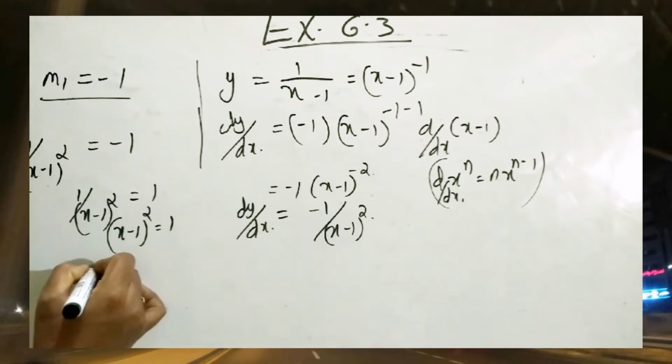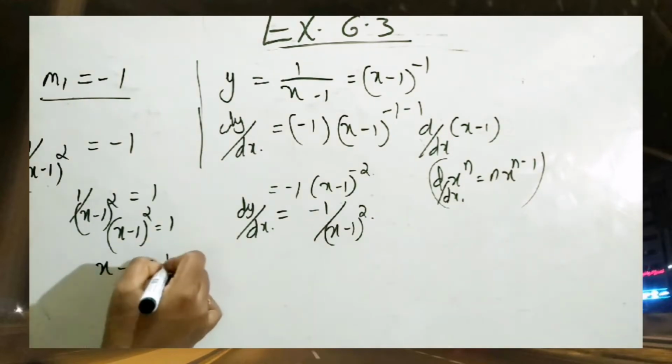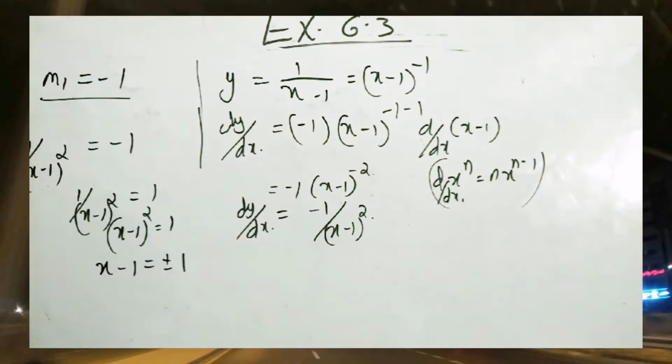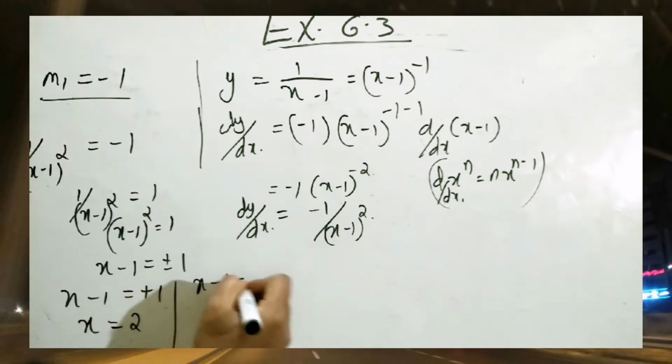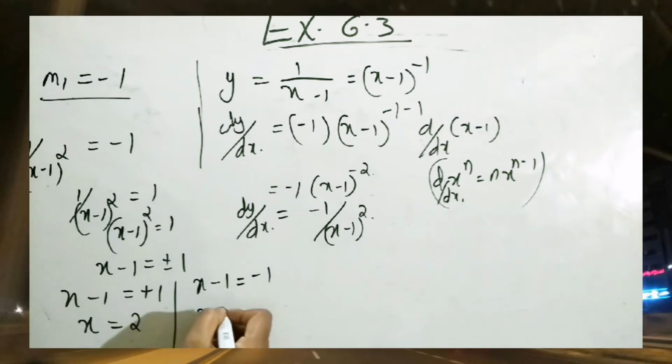What is the meaning of this? That means x minus 1 is equal to plus or minus 1. Suppose x minus 1 is equal to plus 1, then what is the value of x? That is 2. And if x minus 1 is equal to minus 1, then the value of x is 0. So we got two values for x, that is 0 and 2. Now we need to find out the values of y corresponding to these.